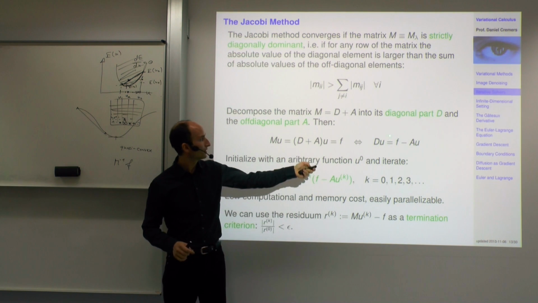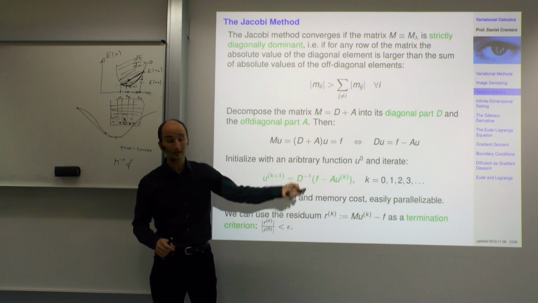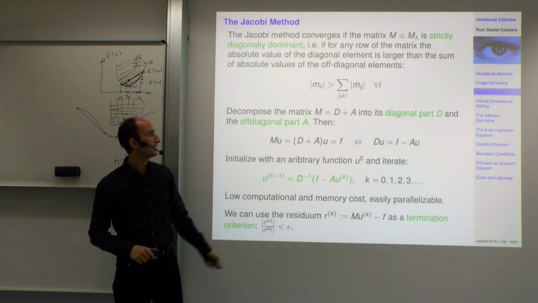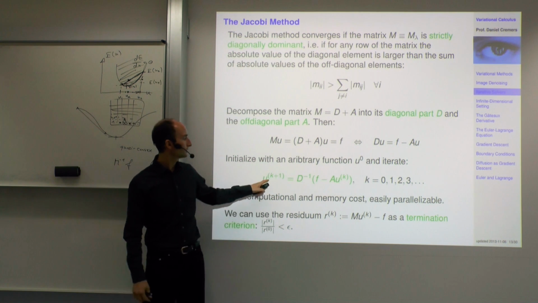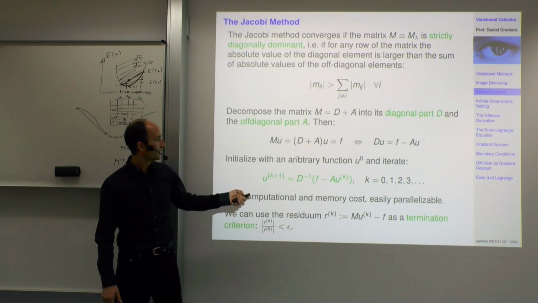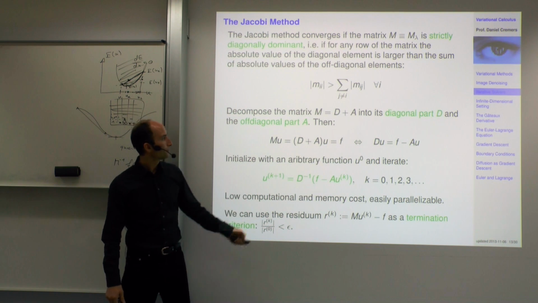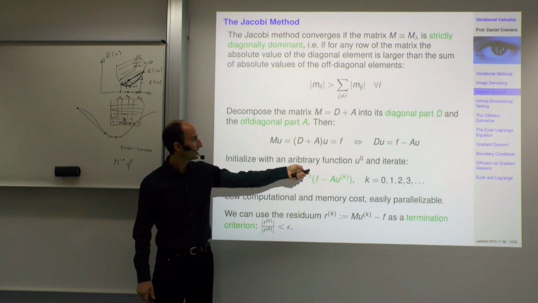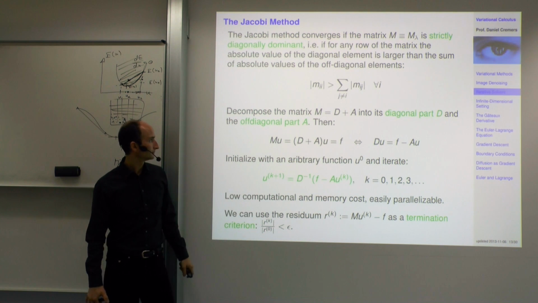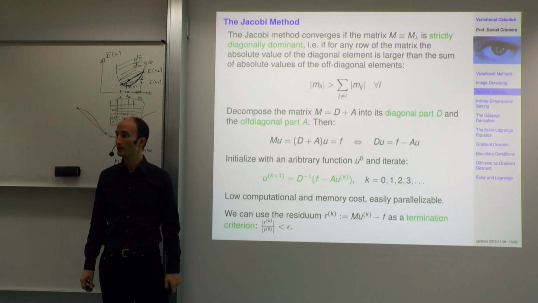We rearrange the terms so that the D term is on the left-hand side and the off-diagonals are on the right-hand side. So we have Du equals f minus Au. And then iteratively we invert D, right? So we start with some initial function u0, put that into the right-hand side, and solve then for the left-hand side for u1. And that is just D to the minus 1 times f minus Au.